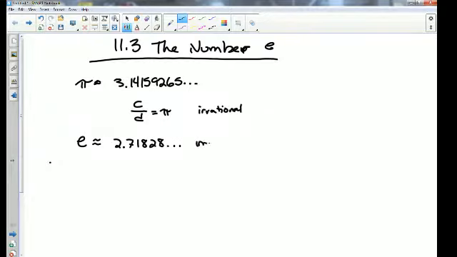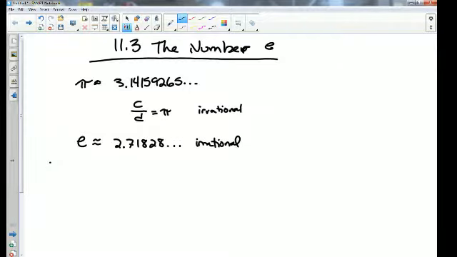Why don't we use e more? Because pi is more geometric, e is more calculus. So how is e developed? Well, I bet you're gonna tell us. I am going to tell you.